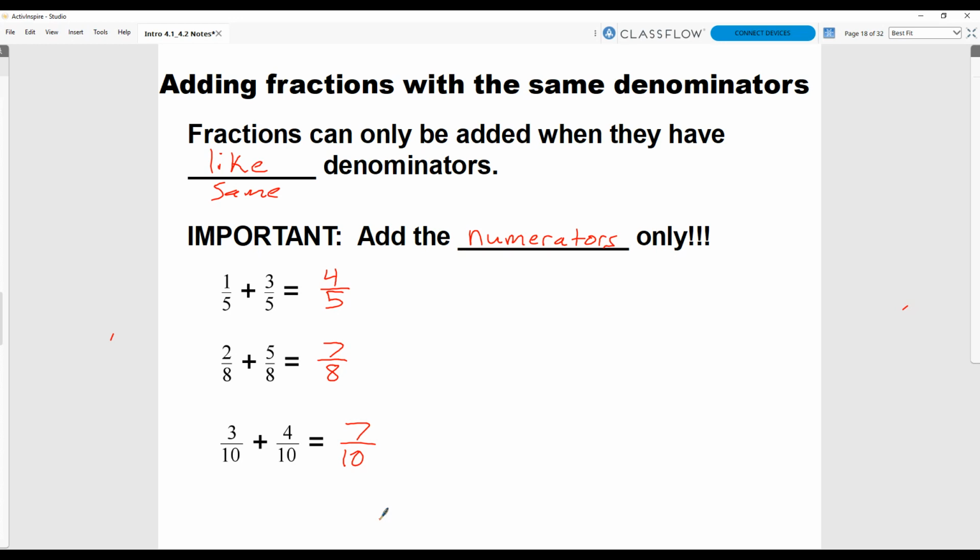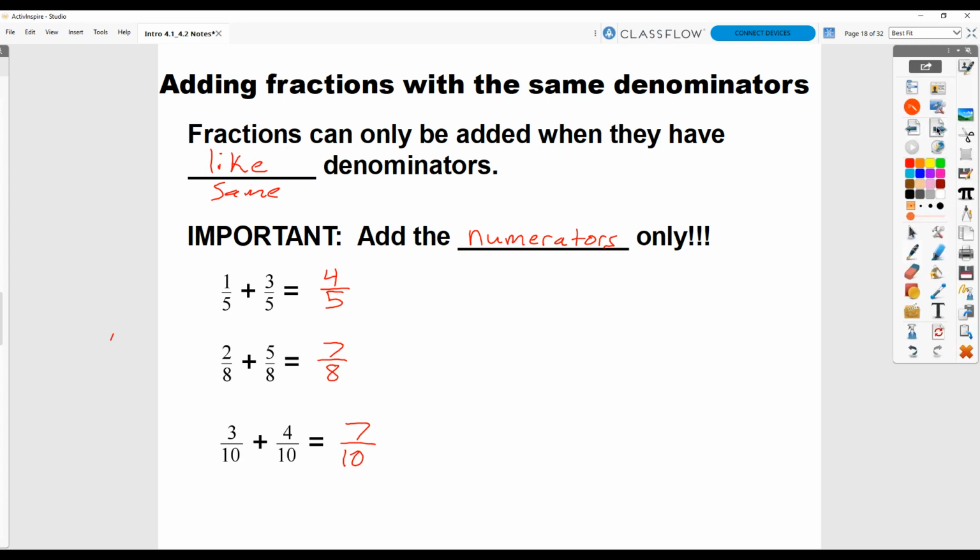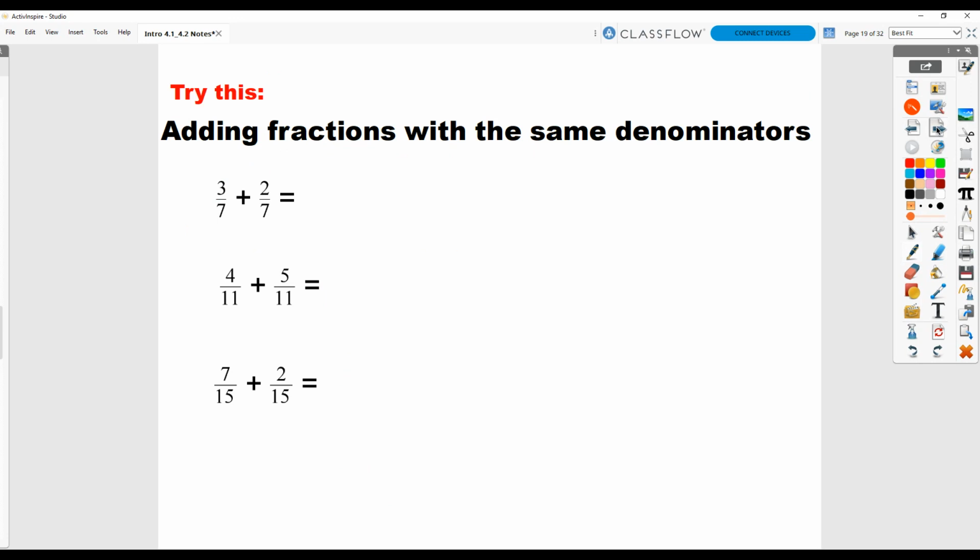All right, there's some examples. Not too bad. I want you guys to try these. See what you get here. If I catch any of you adding these denominators, I'm going to be really, really upset. Just the numerators, please. Please, just the numerators. Try this, hit pause, and then we'll check your answers.